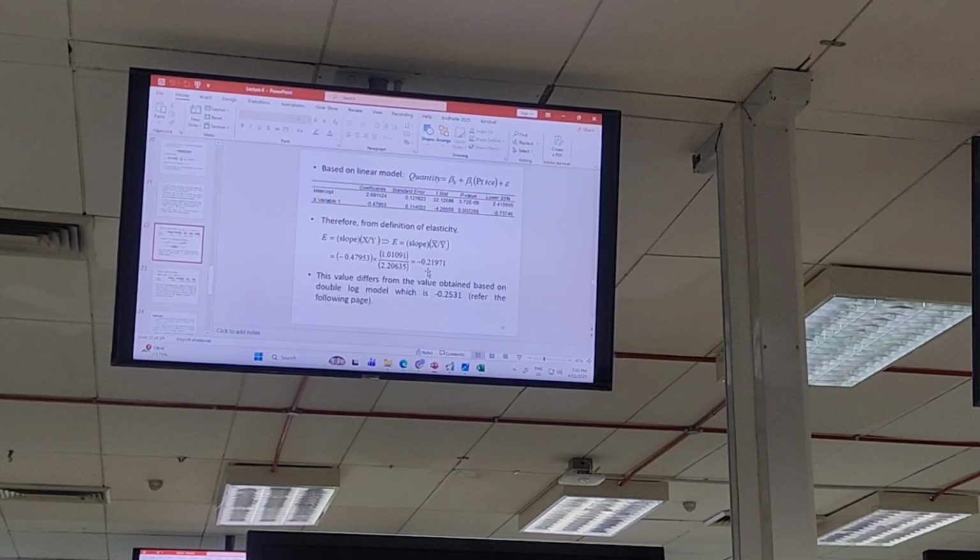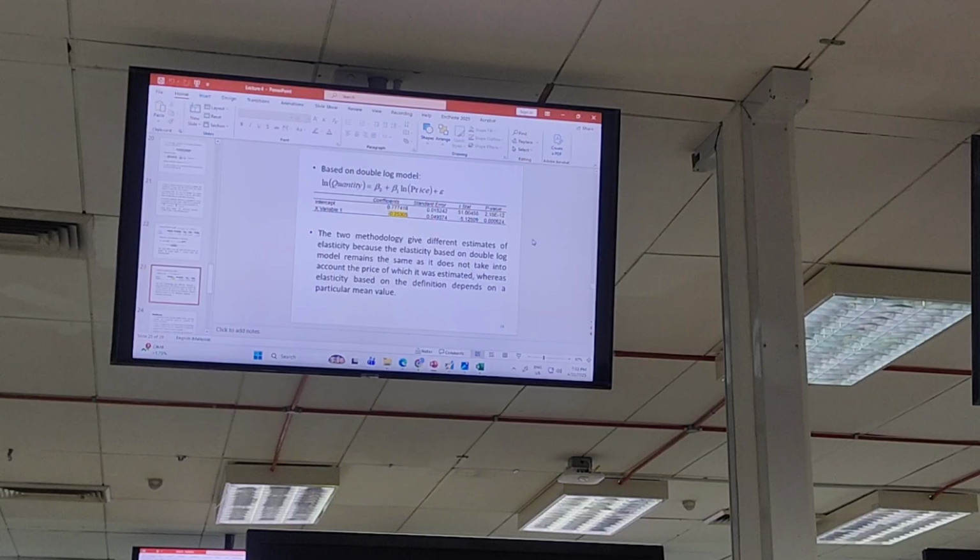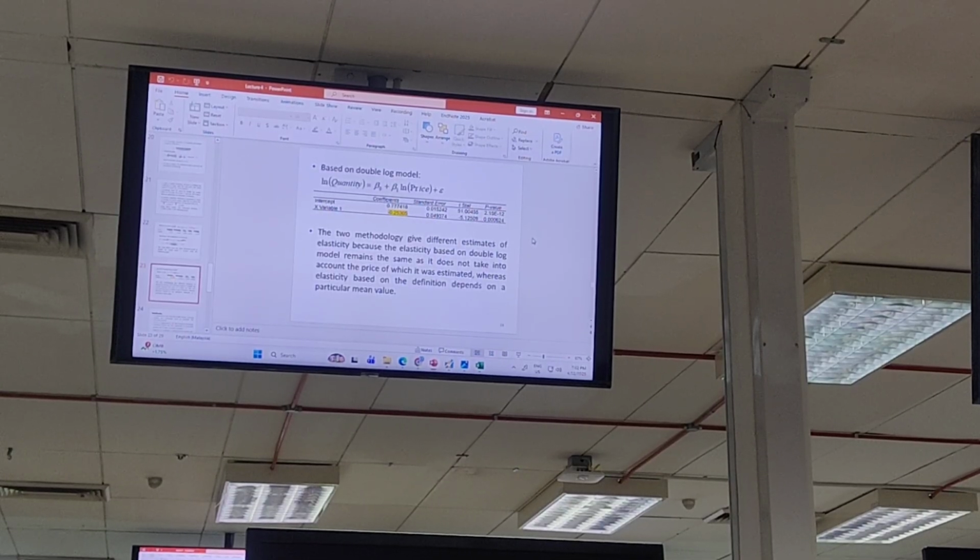So you get negative 0.1971. This value differs from the value obtained based on the Lovelock model, which is negative 0.2531 as we obtained earlier. So the two methodologies give different estimates of elasticity, because the elasticity based on the Lovelock model remains the same, as it does not take into account the price at which it was estimated, whereas elasticity based on the definition depends on the particular mean value. So these are just two different ways of estimating elasticity between y and x, between demand and price, for this particular example.